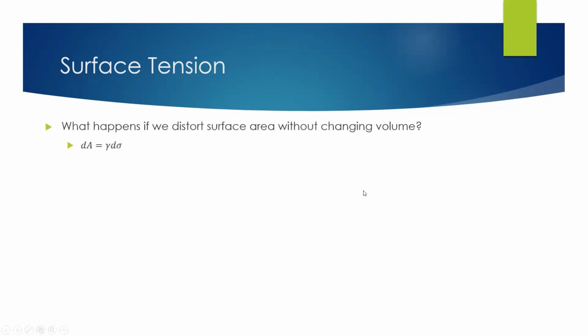So we might ask the question of what happens if we attempt to distort a surface area without changing the volume, if we're just trying to manipulate the shape of a liquid droplet. And in this case, we end up saying that dA, the change in the Helmholtz free energy, is equal to gamma, the surface tension, times d sigma, the change in the surface area that we've done. We have to use the Helmholtz free energy here for surface tension because we have a constant volume process.